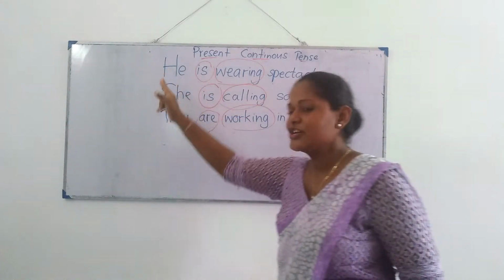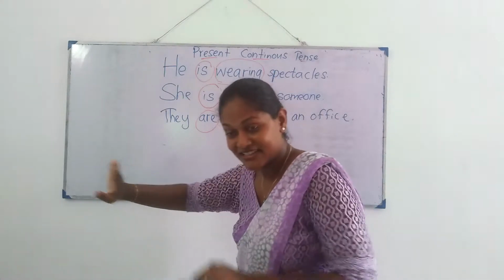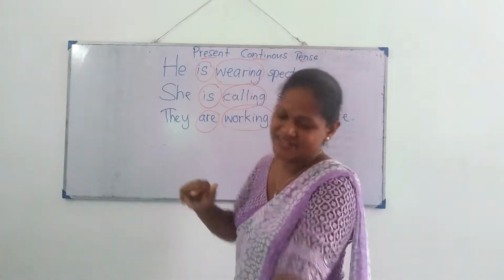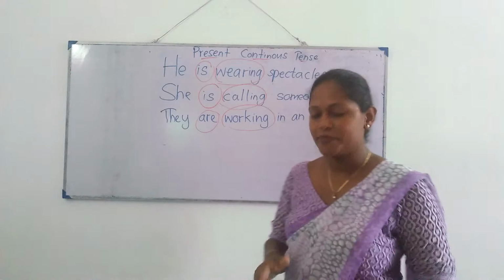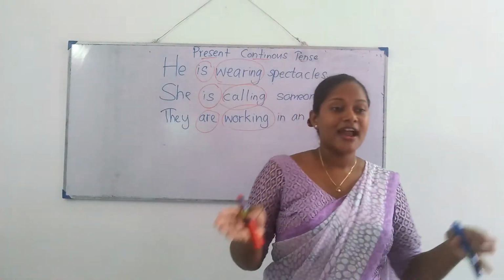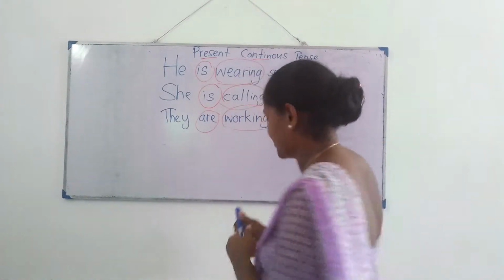So at the beginning of the sentence, what do you have? Yes, the person who is doing the action. What do you call that person? Good. It's called the doer or the subject. So, when you are writing a sentence in present continuous tense, at the very beginning of the sentence, you write the doer.